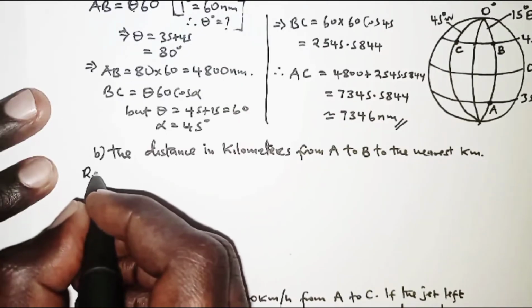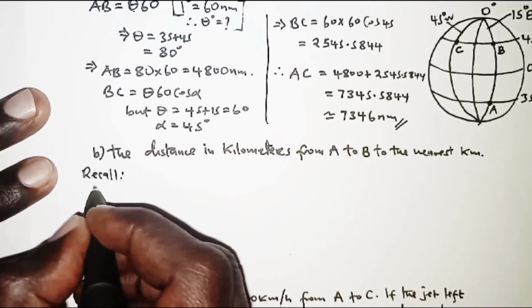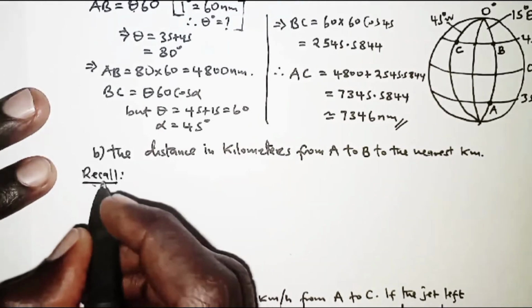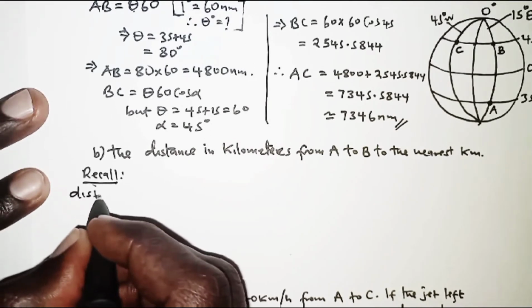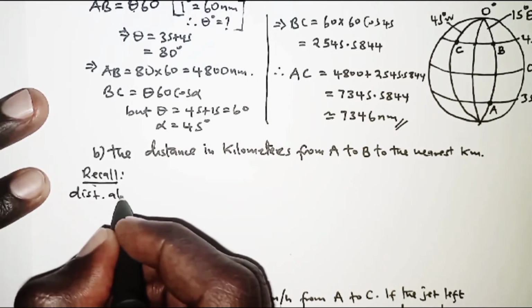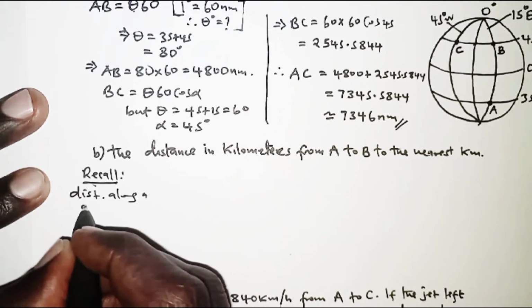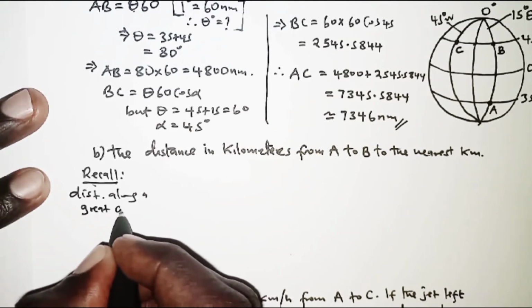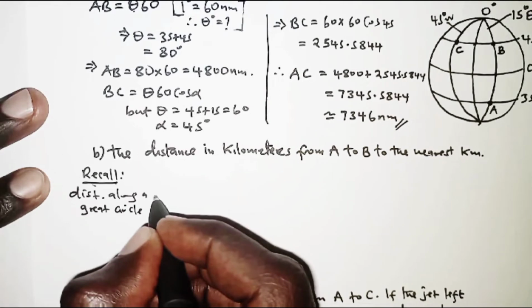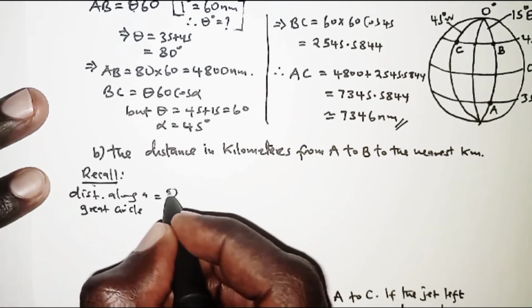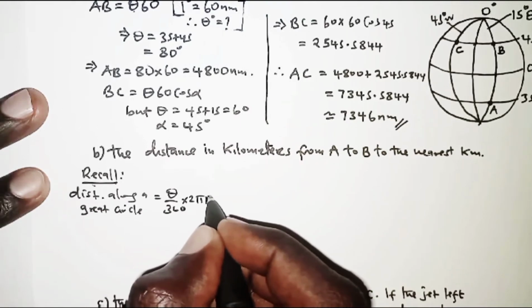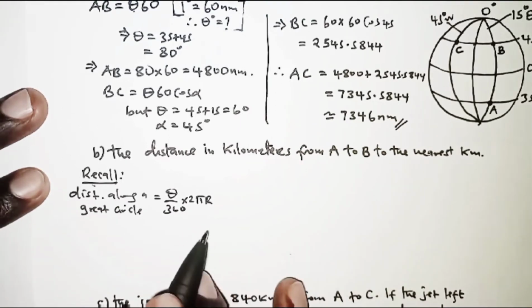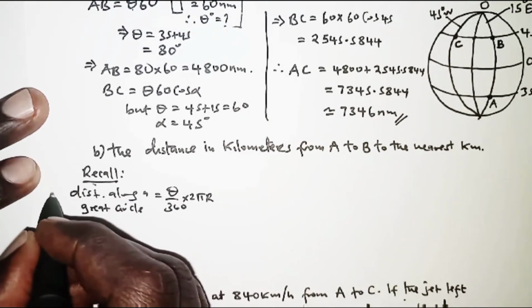We need to recall that distance along a great circle is usually given as theta over 360 times 2 pi r, where r is the radius of the earth. So that is the first one.